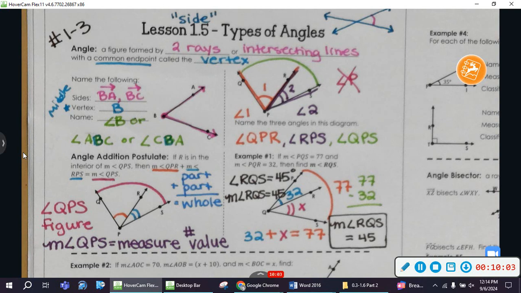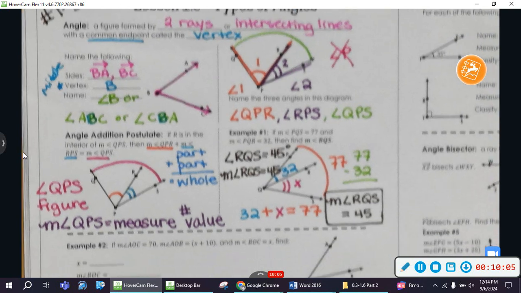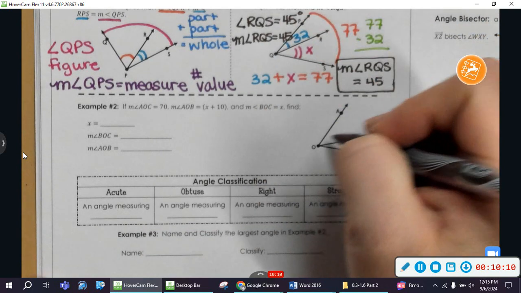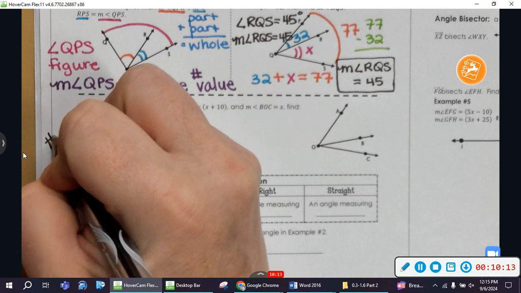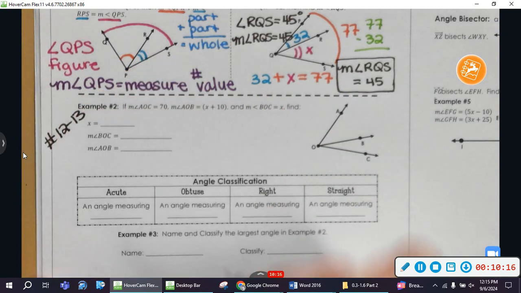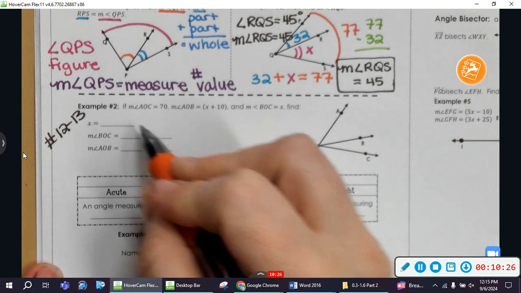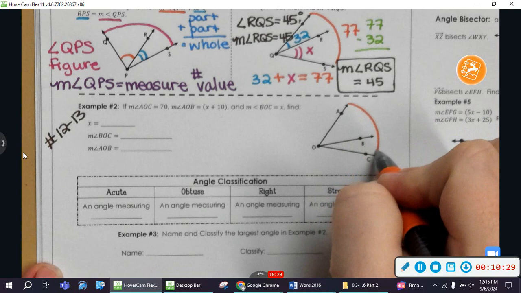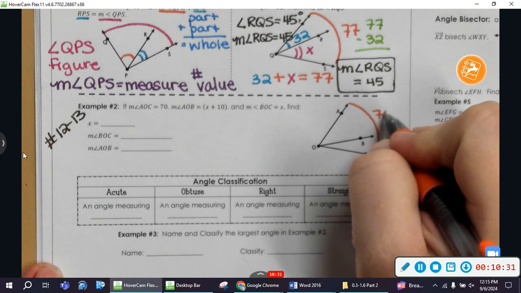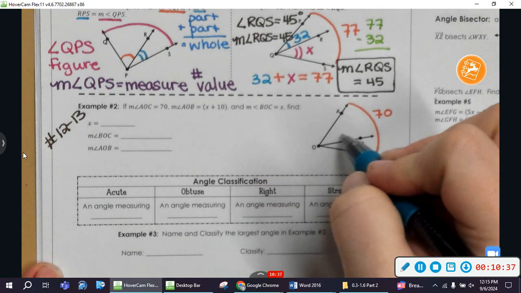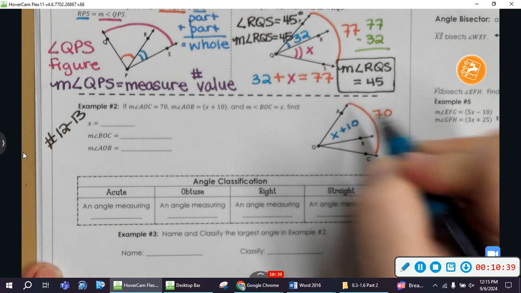And now we're talking about the angle addition postulate. So that is this example 1 and 2. That's going to help you with numbers 12 and 13 on the homework assignment. So just like earlier, we're really good math students and we label our pictures. It tells us that AOC, so following those letters, that's the biggest angle, is 70. And that AOB is x plus 10.